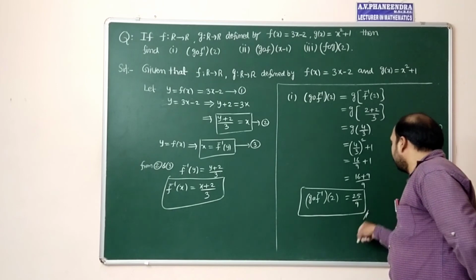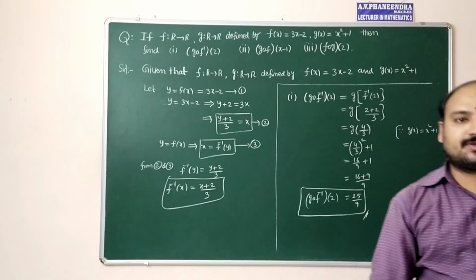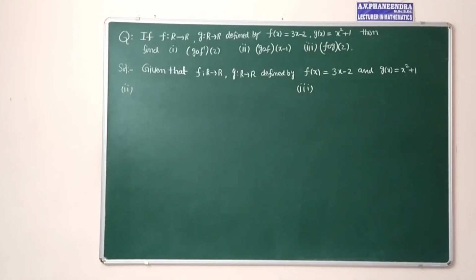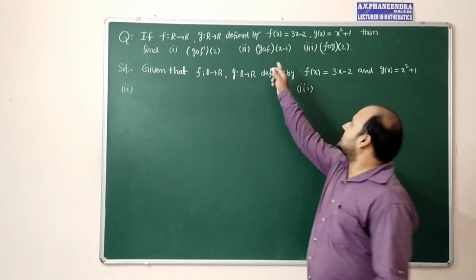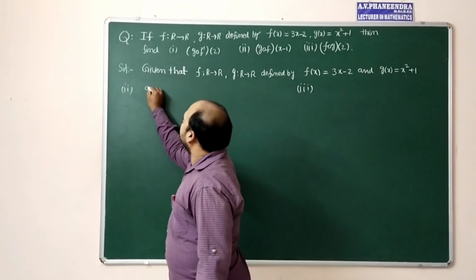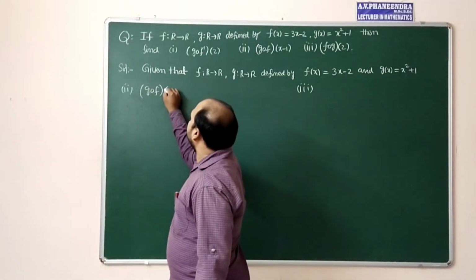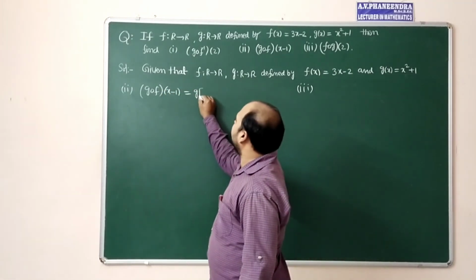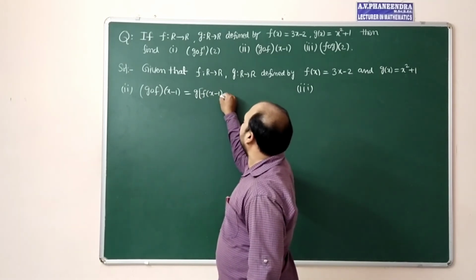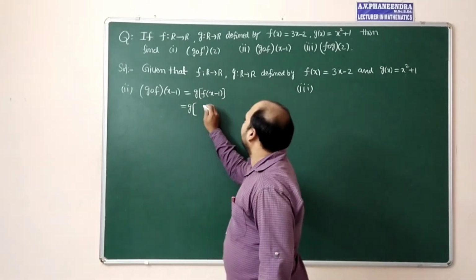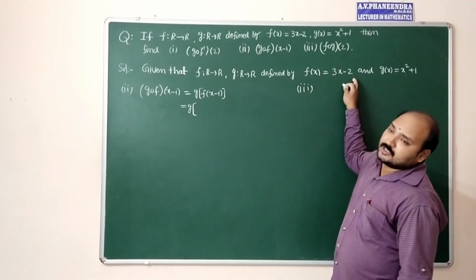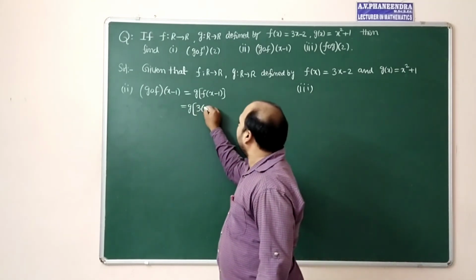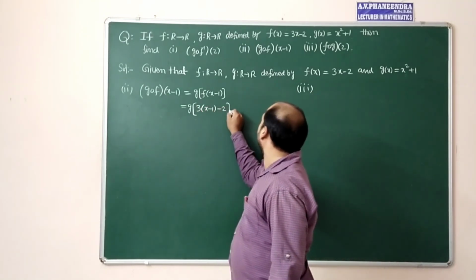We'll move to the next two questions in this. Second one, g circle f of x minus 1. That means, by definition of composite function, g of f of x minus 1, which is equal to g of f of x is 3x minus 2. For f of x minus 1, wherever x is there, x minus 1 you have to replace. 3 into x minus 1 minus 2.